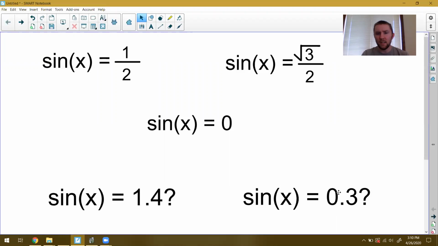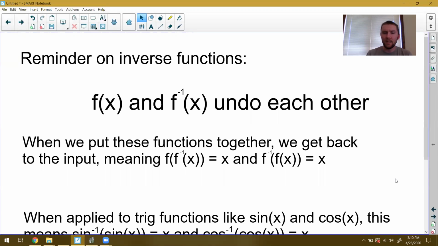So these things we cannot use a unit circle for, okay? So eventually, in this video and the next, we're going to broaden our horizons, looking at how we solve trig equations where the answers don't necessarily come right from our unit circle. Before we get into that, just a quick reminder about inverse functions, because, spoiler alert, we're going to solve these equations with sine and cosine inverse, okay?